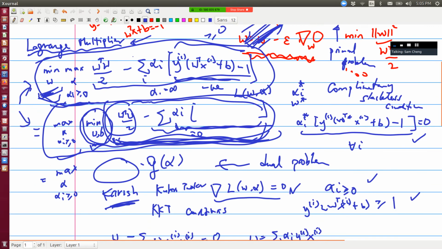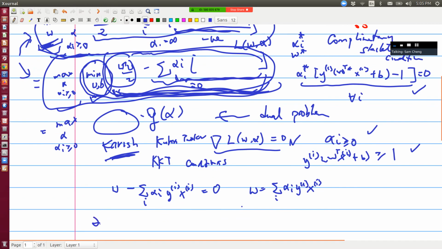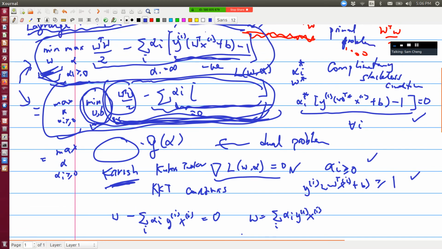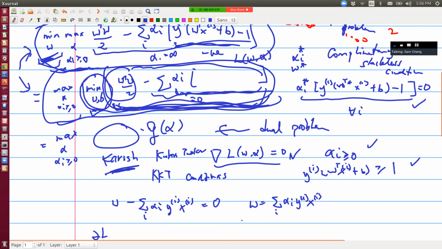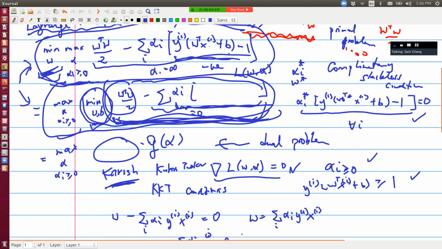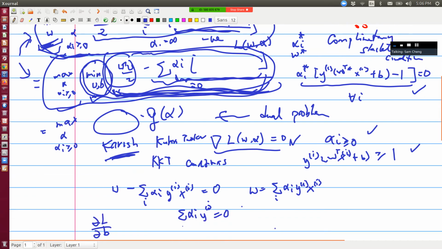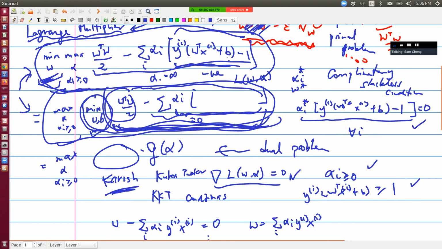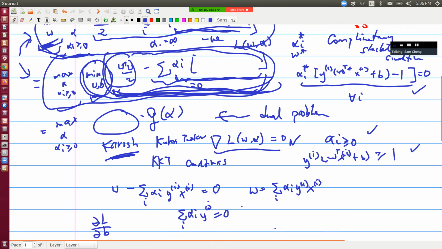Okay, so then I can also take the gradient over b. For b, what do I get? I have something here, so I basically get the sum of alpha_i y_i should be equal to 0. Do you agree with that? When you expand it, this term is directly multiplied by b, so if I take the derivative with respect to b, only this is left. Therefore this is equal to 0.